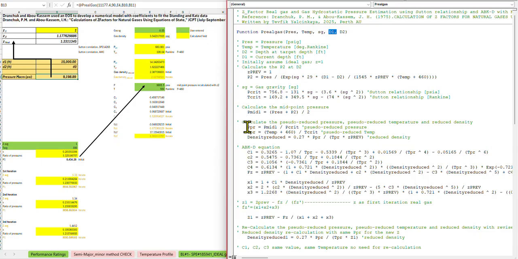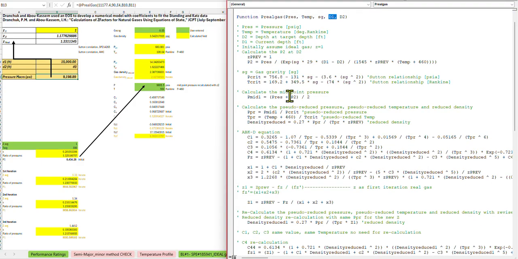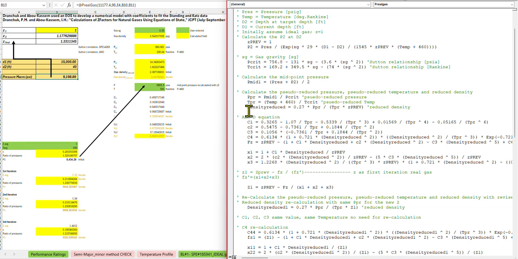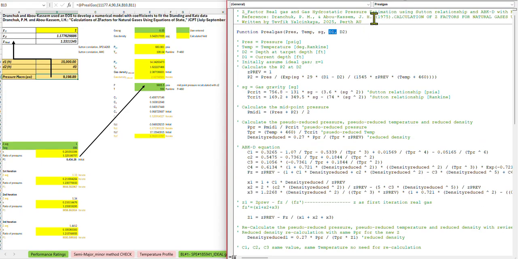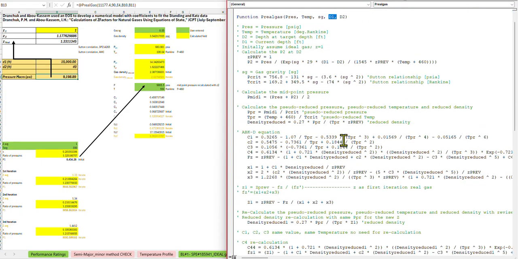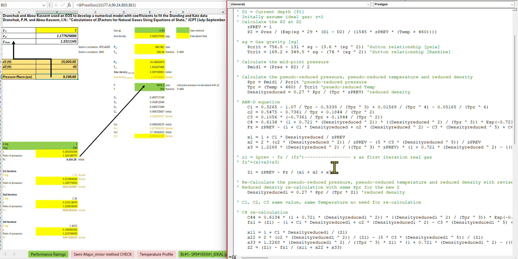Then we have the pseudo reduced pressures calculated with the mid pressure, and another density reduced value. I recommend going to that paper so that you could see those constants. I think there's no need to go into the details of these functions, as they are readily available in that paper. But what I would like to talk about is the general strategy and structure of the macro.